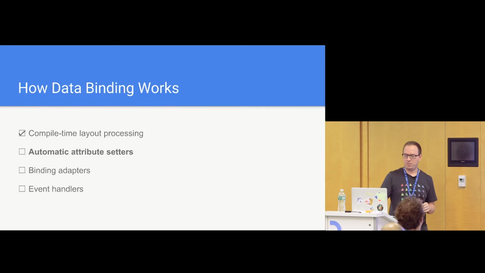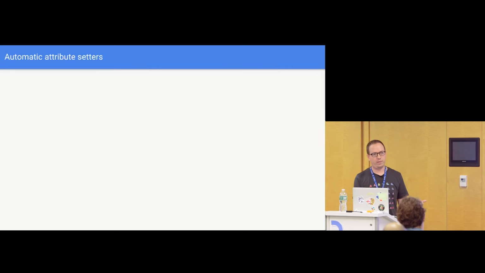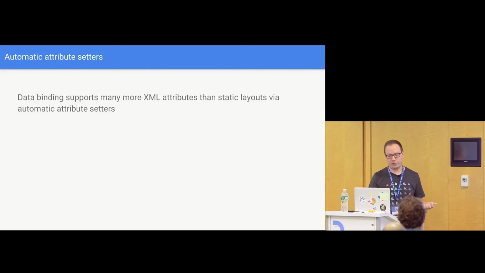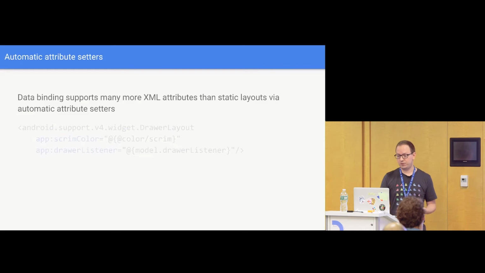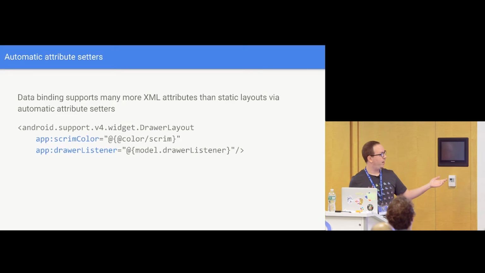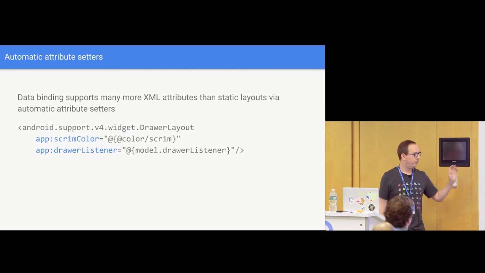So the next thing that I want to talk about for how data binding works is how do we deal with things that you want to display in your layouts that aren't necessarily supported by XML attributes. So data binding supports these things called automatic setters, which basically allow you to have more control over your layout than you might have with the traditional XML attributes. So for example, if you had a drawer layout in your layout file and you wanted to set the scrim color, there's actually no XML attribute to do that programmatically without data binding.